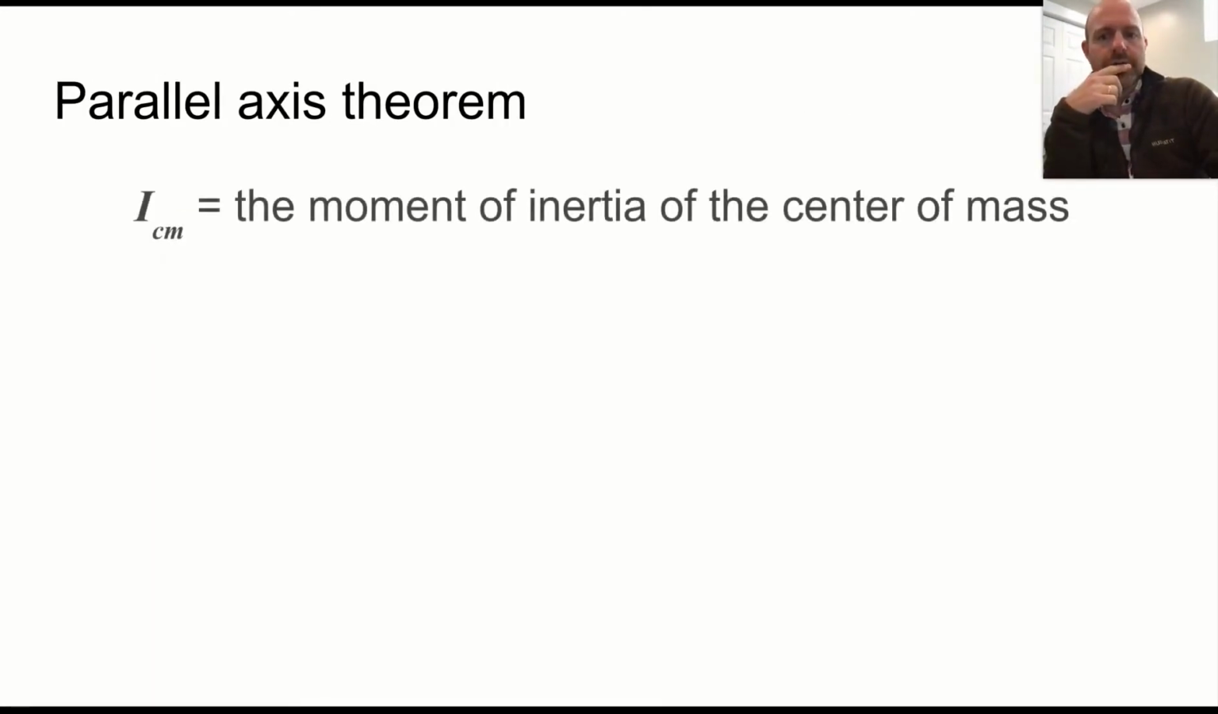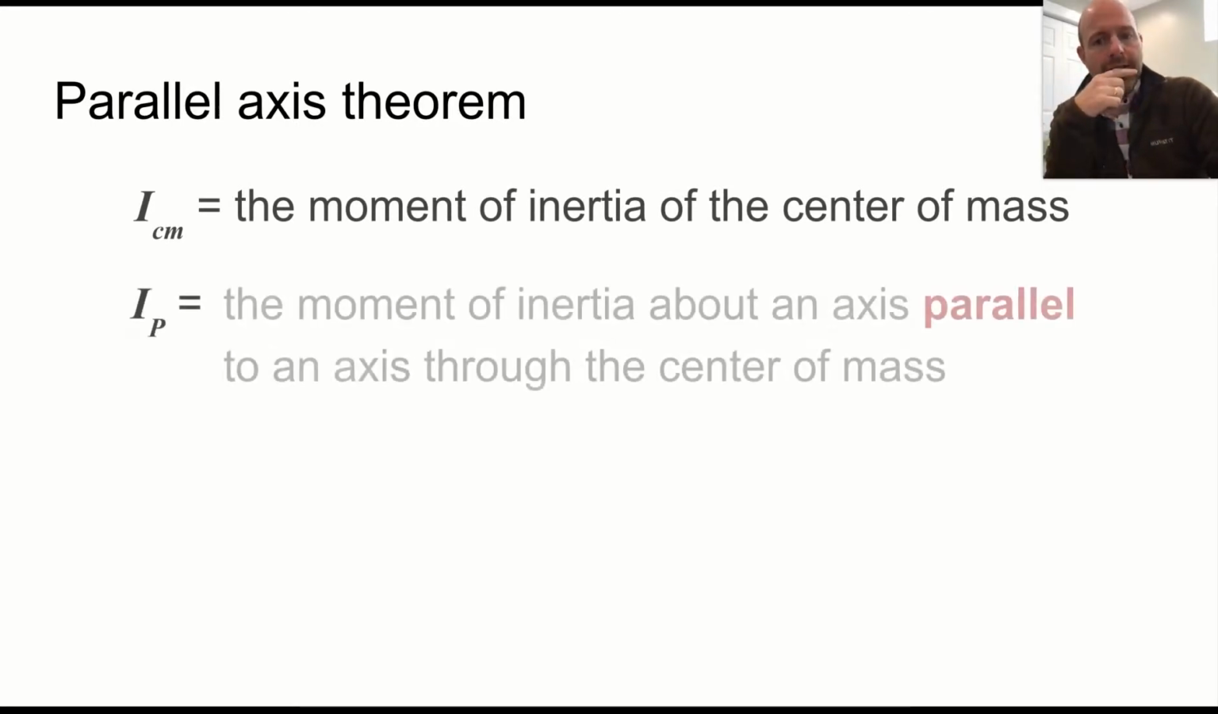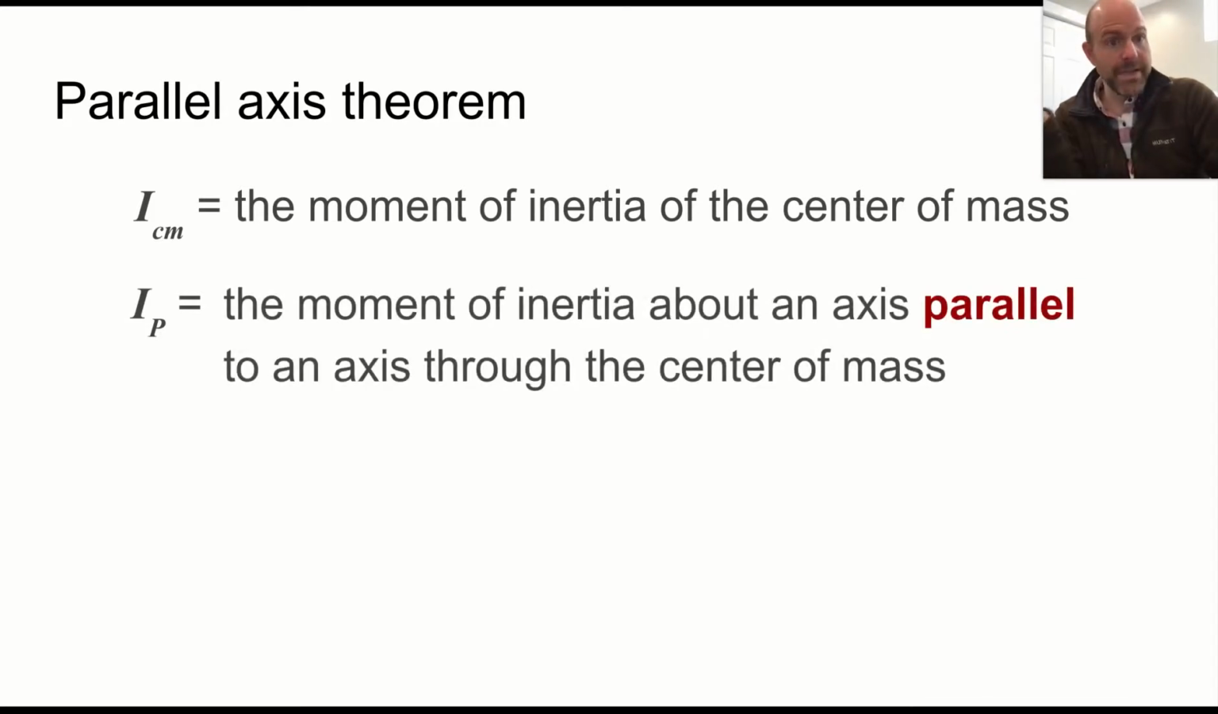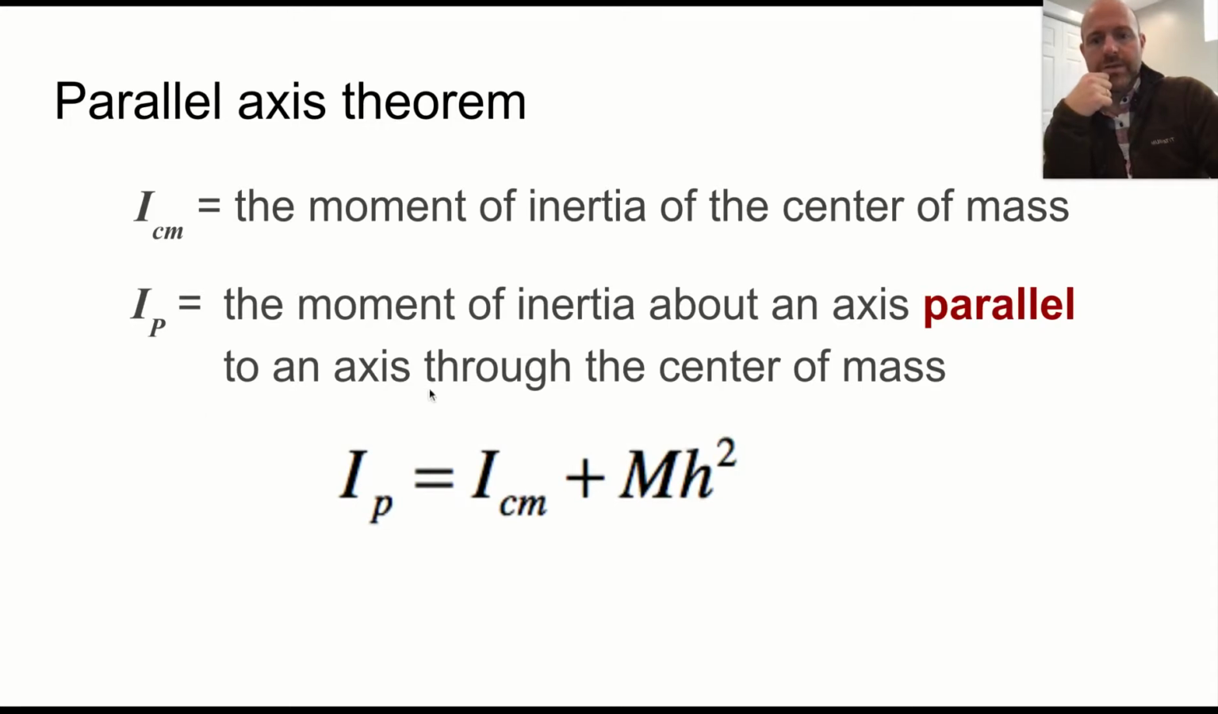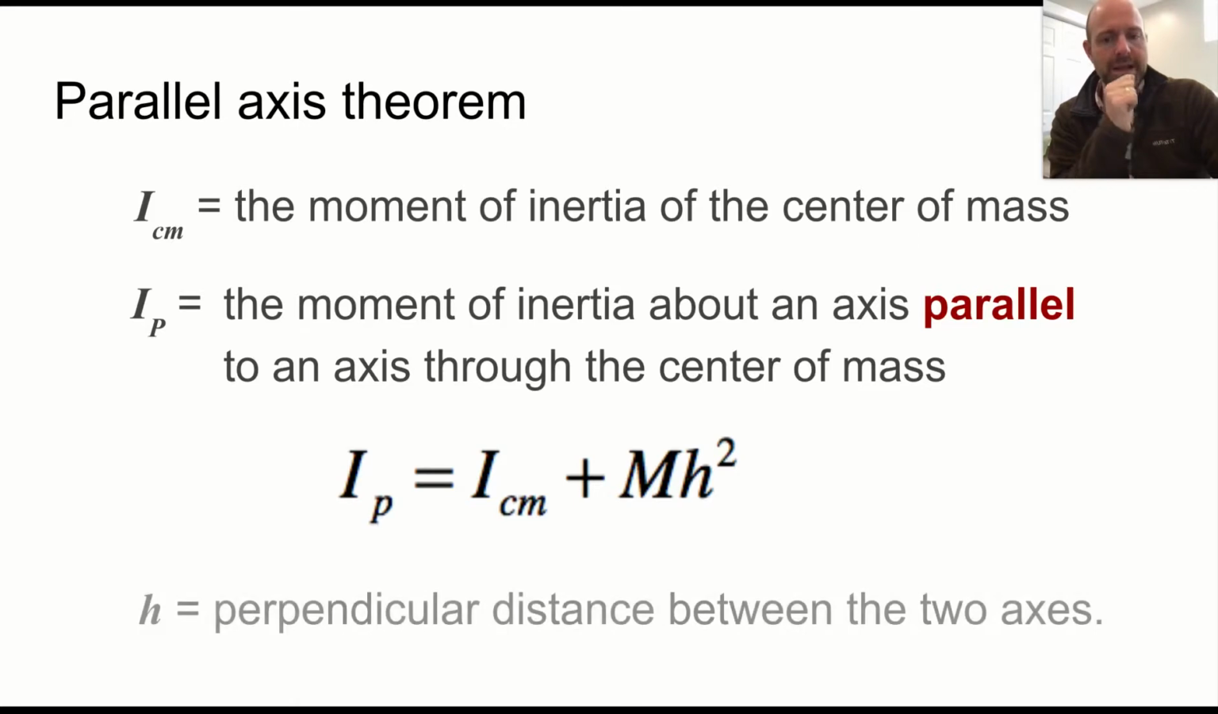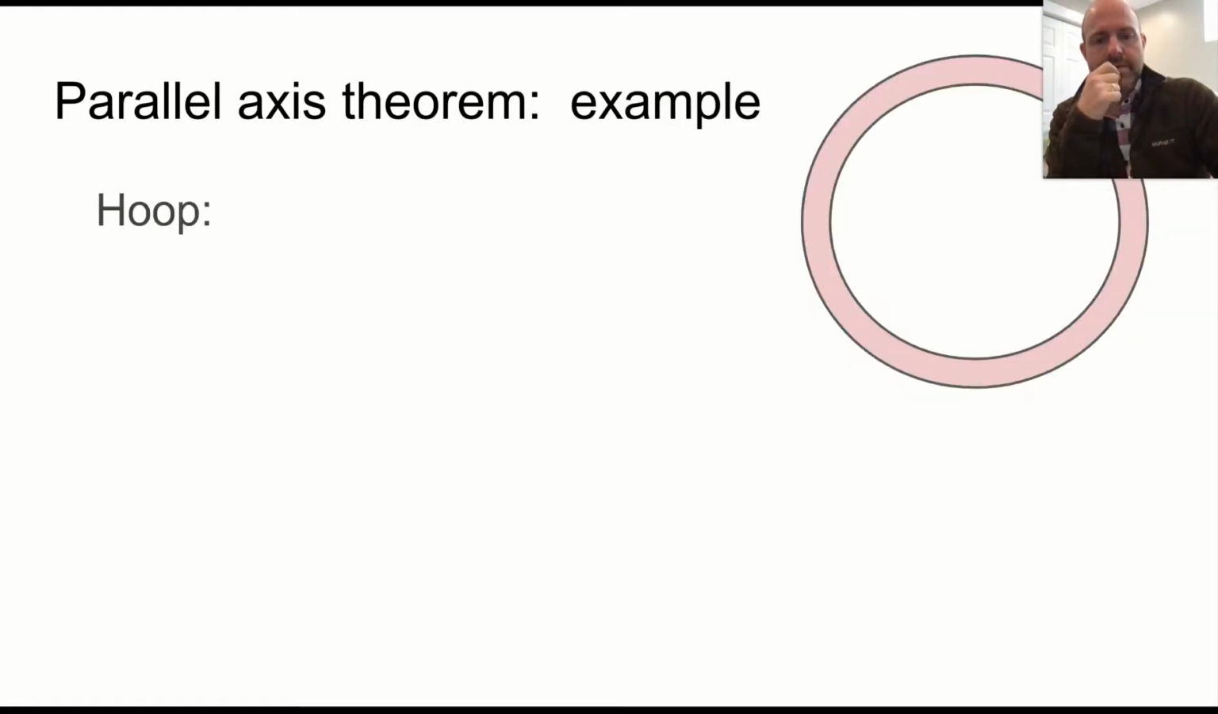So here's how it works. I center of mass is the moment of inertia about the center of mass. I parallel is the moment of inertia about the axis we were trying to shift to. And we use this formula. The moment of inertia about the parallel axis is the moment of inertia about the center of mass plus mh squared. Now, m, pretty standard, is the mass of the object, but h is the perpendicular distance between the two axes.